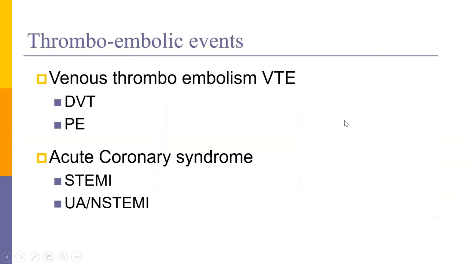Yes. So now we are at the thromboembolic events. These include the venous thromboembolism from the venous thrombi, as we have seen, the deep vein thrombosis, and its immediate complication, the pulmonary embolism. Then we have the acute coronary syndrome, the STEMI, and the NSTEMI. Next slide.